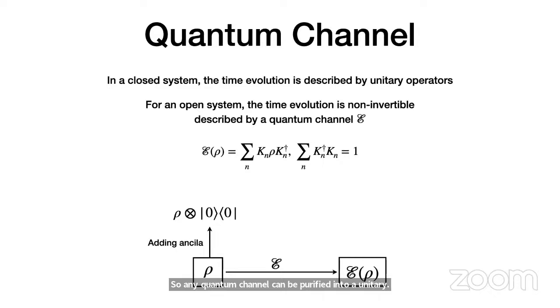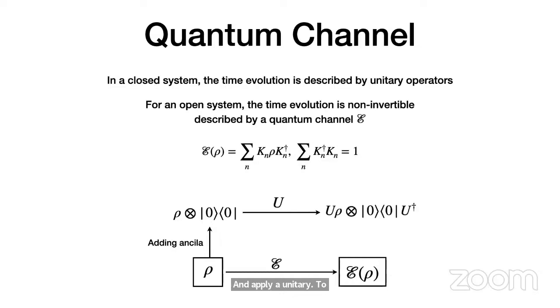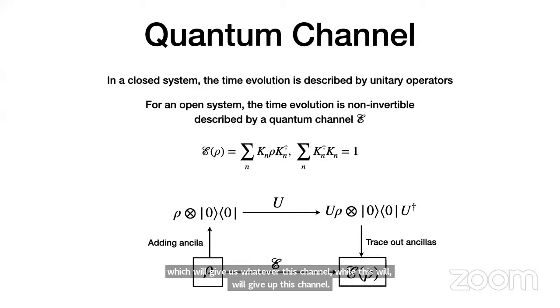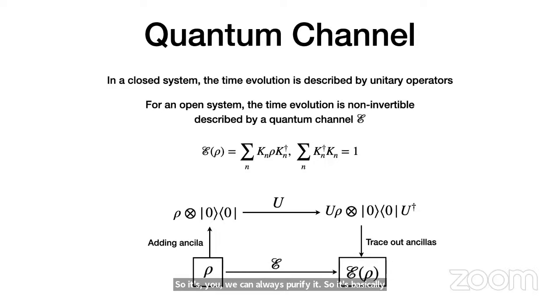So we add some ancilla. The ancilla is in some state, okay? And we apply a unitary to the system plus these ancillas. Okay, so we get some new states, and then we trace out the ancilla, which will give us this channel. So we can always purify it into a unitary. It's basically unitary evolution on a larger system, but then we forget about the ancillas, the environment.